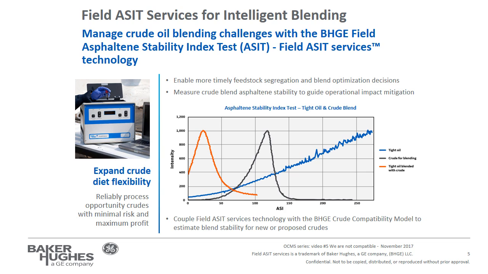The red curve is the targeted blend of base crude and opportunity crude, demonstrating a very unstable crude blend that will require problem mitigation. Blend asphaltene stability information can be used to help guide crude selection, blend ratio decisions, and problem mitigation planning to manage risk and maximize refinery profit.